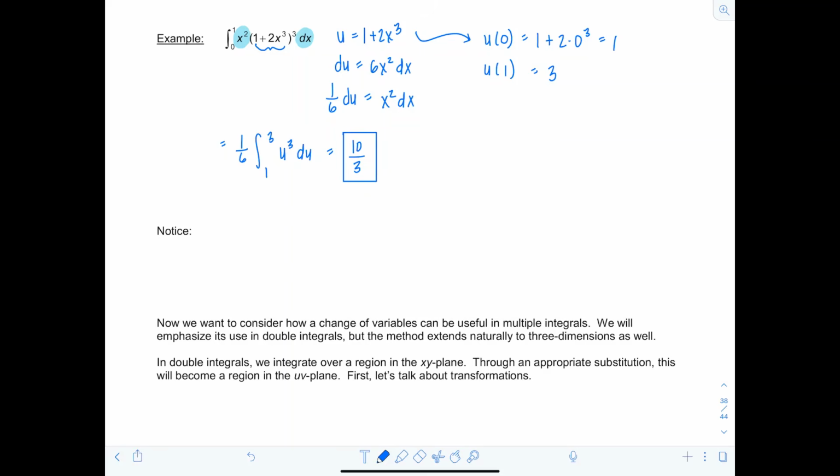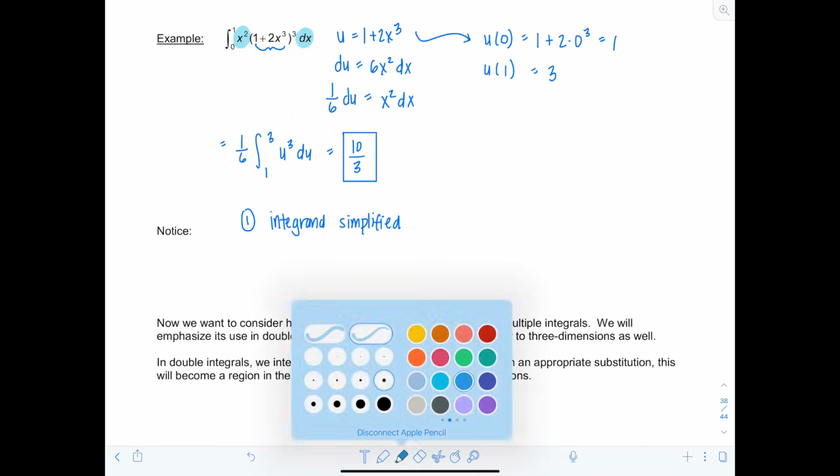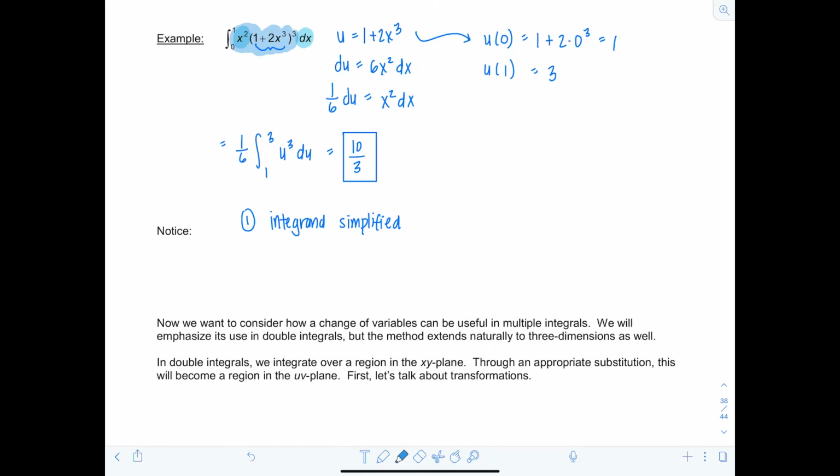All right, well, there are 3 things in particular I want you to notice about this process. One is that when we made the change of variables, the integrand was simplified, meaning the stuff we were integrating became a lot nicer to work with. Instead of having this whole mess, all we had to do was anti-differentiate u cubed. Way better. Second thing I want you to notice is that the differential was changed. So we went from dx to what it was equal to in terms of du. And lastly, our limits of integration changed.